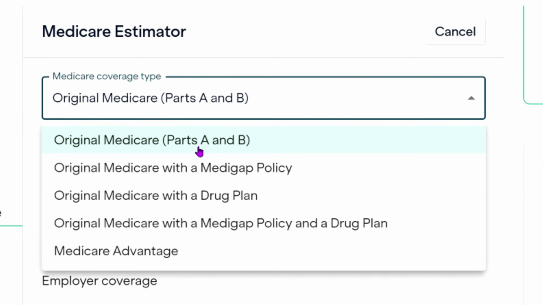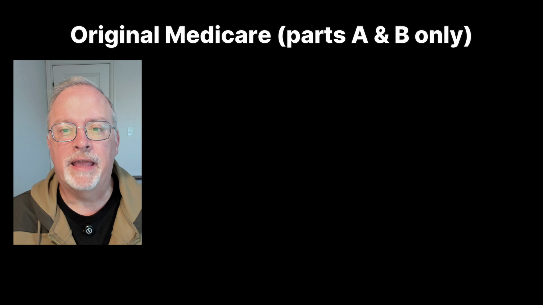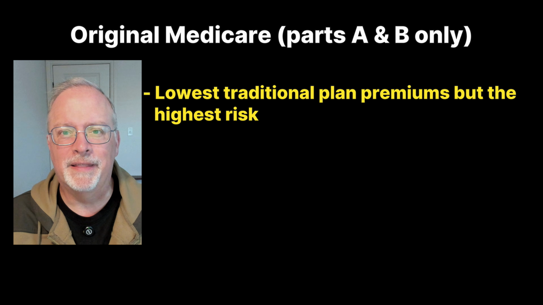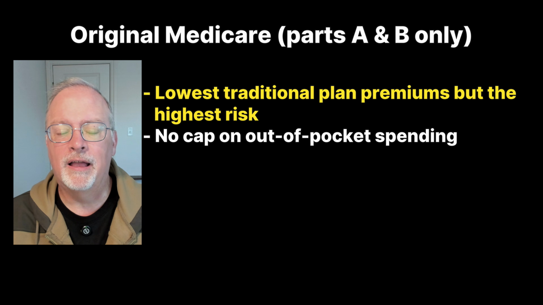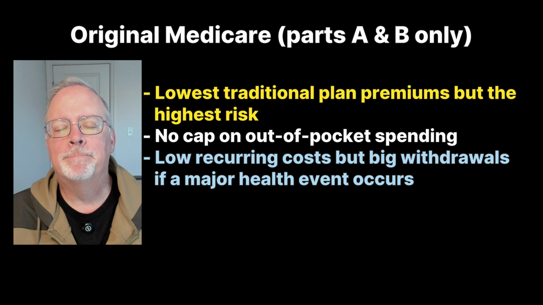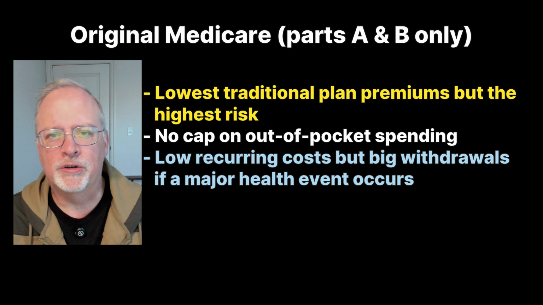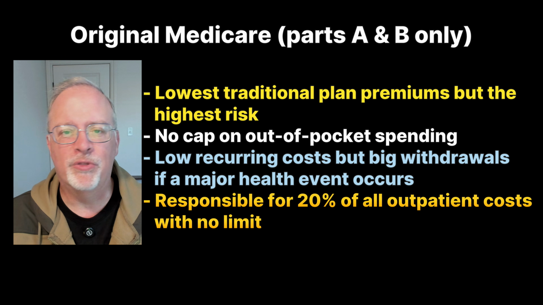The first thing you get to choose is your coverage type, and Boldin gives you 5 different choices. The first option is Original Medicare Only, Parts A and B. This will calculate in the lowest premiums, but the highest risk. The reason that this is high risk is because there is no cap on out-of-pocket expenses. If you select this, it's going to show low recurring monthly costs, but if a healthcare event occurs, you're responsible for 20% of all of the outpatient costs with no limit.